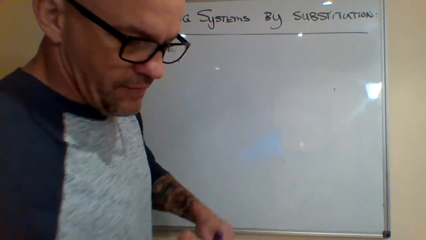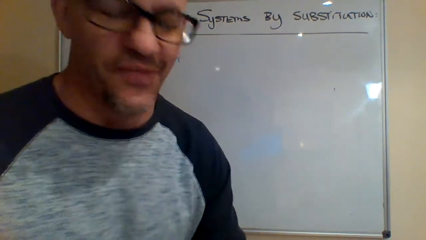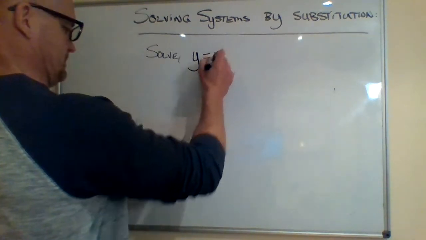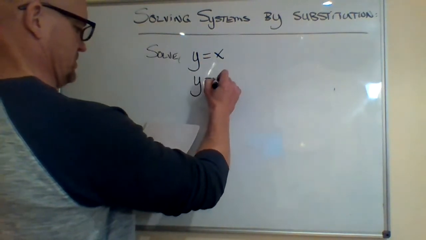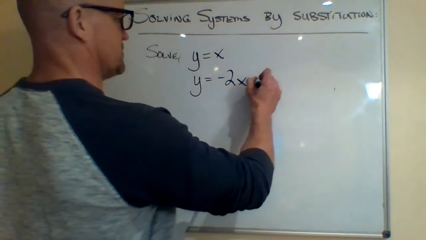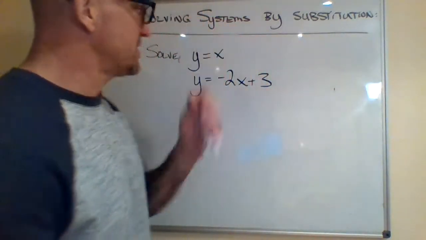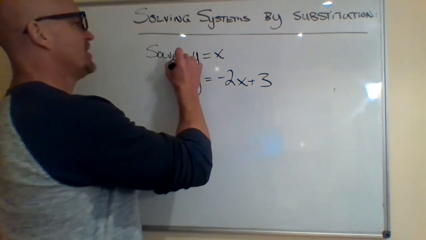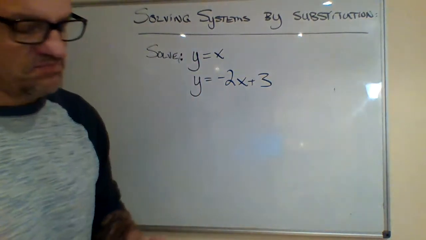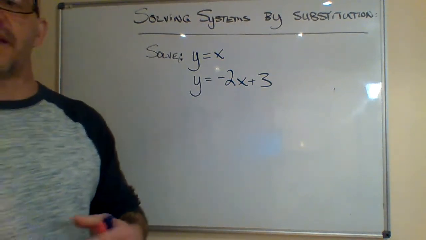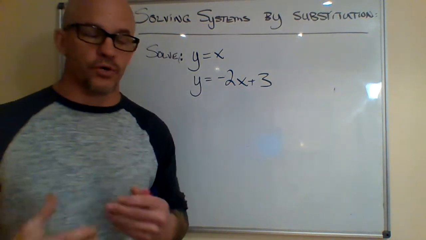Let's solve. Oh, this one's one of my favorites. y equals x and y equals negative 2x plus 3. The process is the same. The problem here is because this one's so simple, it bothers a lot of students. It's actually pretty easy. So again, let's go through the process and understand why we're doing what we're doing.